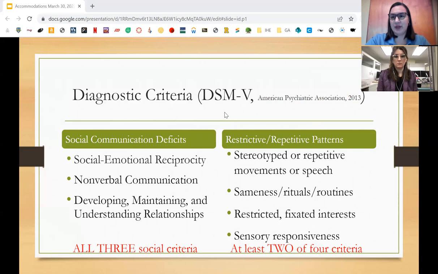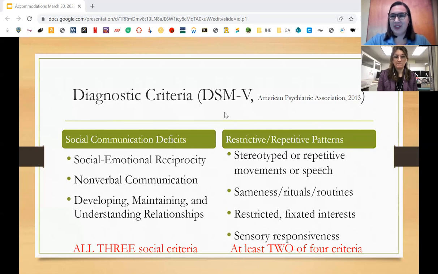For someone to be diagnosed with autism, they need to meet all three of the social communication deficit criteria and at least two of the four restrictive and repetitive patterns criteria. And again, this is looking strictly through the medical model.